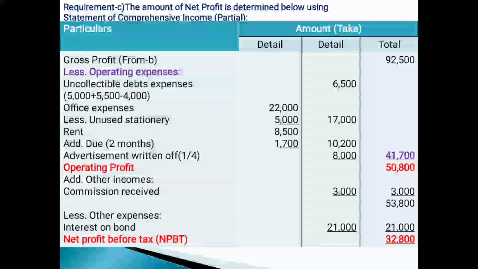Dear students of business studies group, I have completed this creative question for the chapter of financial statement. This is a very essential, compulsory and very important chapter for accounting. I think you have completed the 3 requirements, requirement A, B and C.